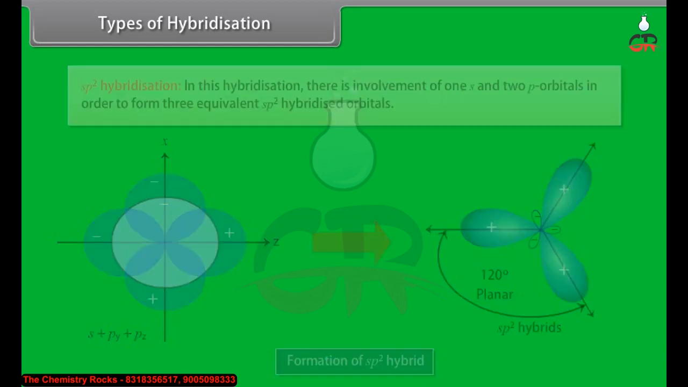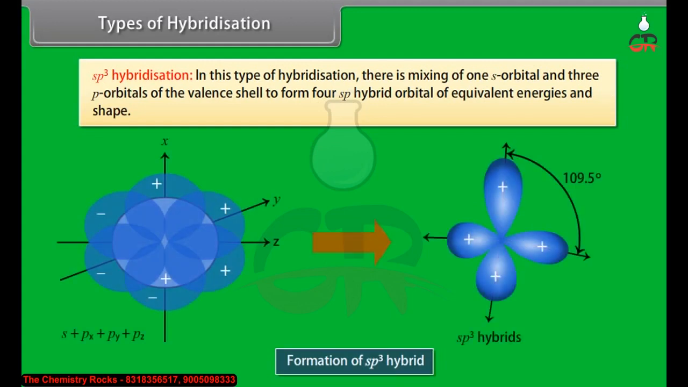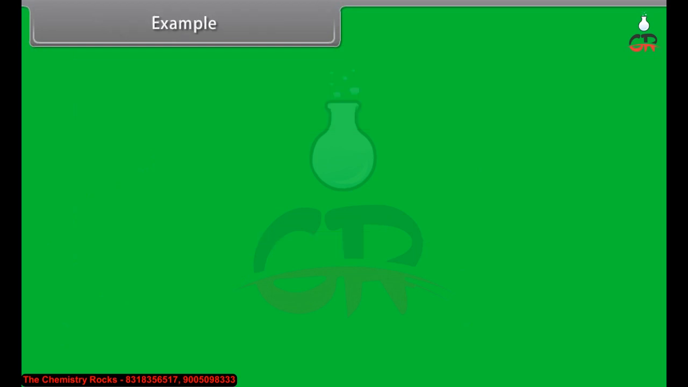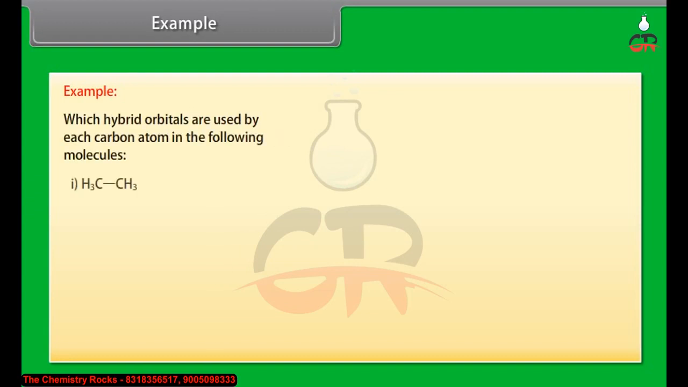sp3 hybridization. In this type of hybridization, there is mixing of one s orbital and three p orbitals of the valence shell to form four sp3 hybrid orbitals of equivalent energies and shape. Example. Let's take an example on hybridization. Which hybrid orbitals are used by each carbon atom in the following molecules?